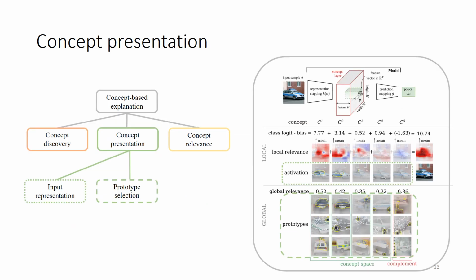The second element is concept presentation. The raw feature space representation of the concepts is not comprehensible. Thus, we need to present the concepts in input space and demonstrate their essence, for example, by concept prototypes.